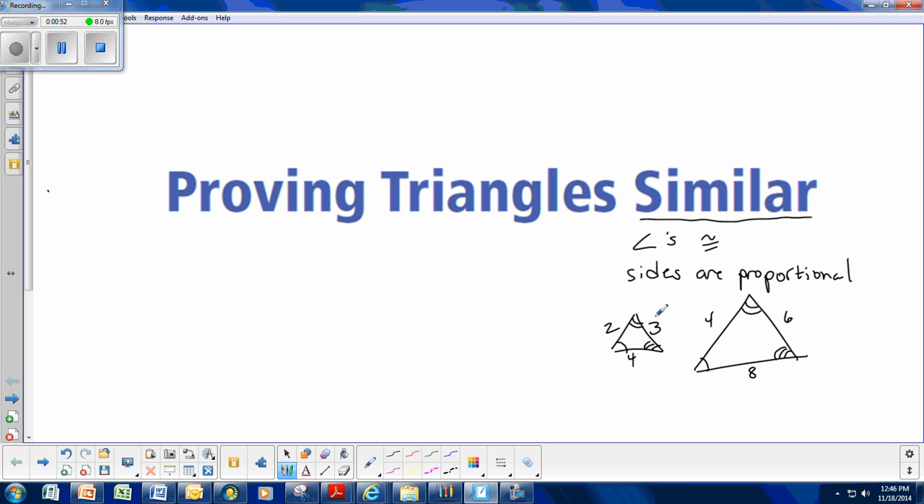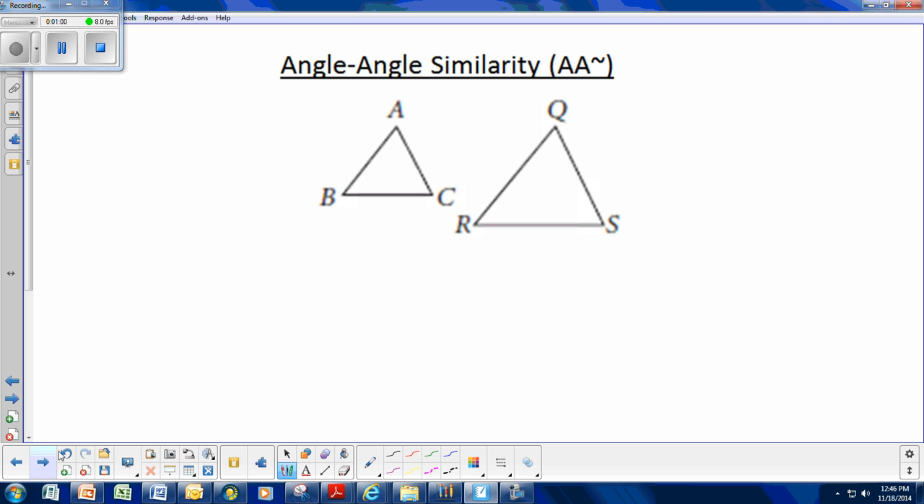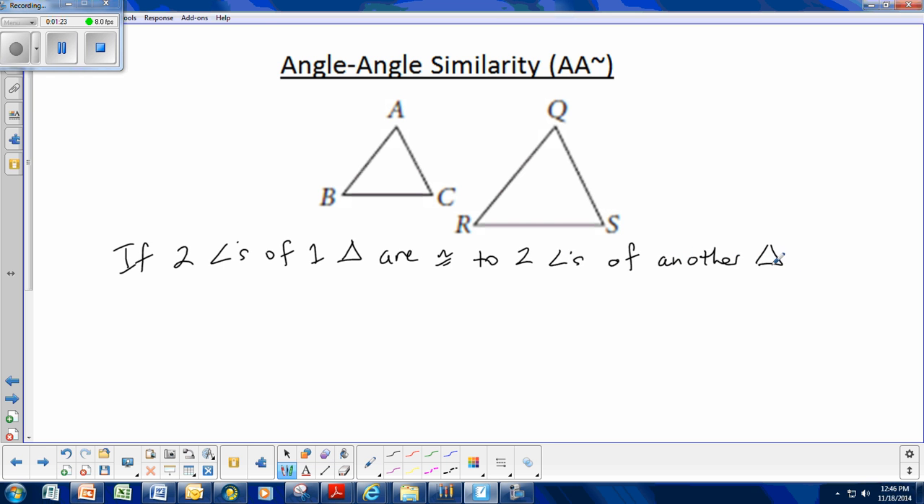Now, the long way to do this is to check off that all the angles are congruent and all the sides are proportional. Today we're going to learn some shortcuts. First shortcut here is called angle-angle similarity. And what that states is, if two angles of one triangle are congruent to two angles of another triangle, then the triangles are similar.